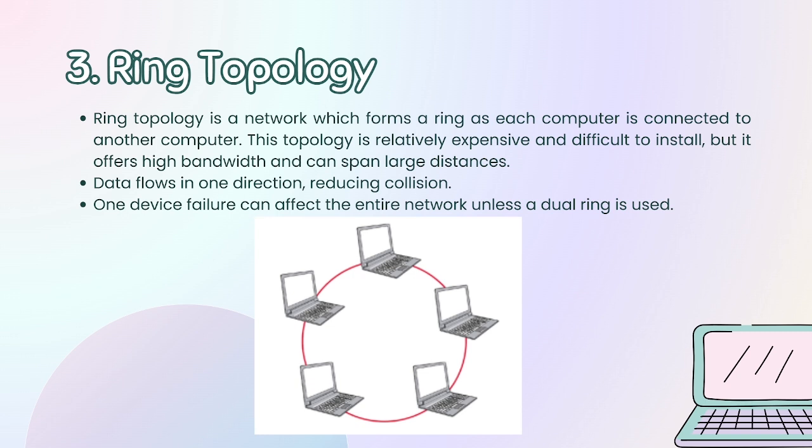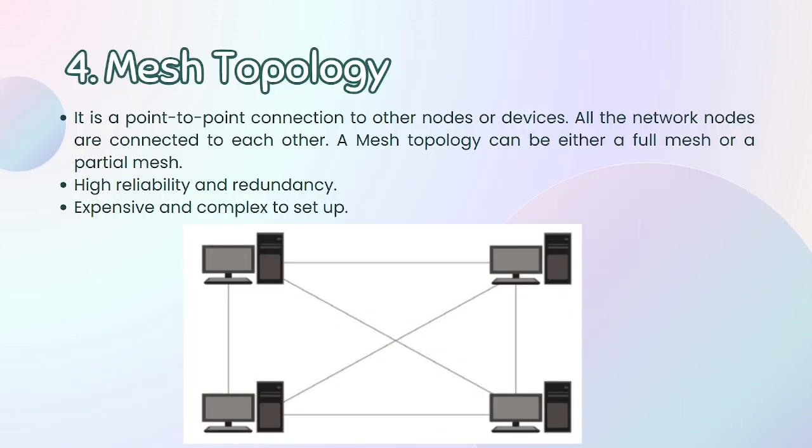Data flows in one direction, which reduces collision, but if one device fails, it can affect the entire network unless a dual link is used. Number 4, mesh topology. Mesh topology is a point-to-point connection to other nodes or devices. All of the network nodes are connected to each other.